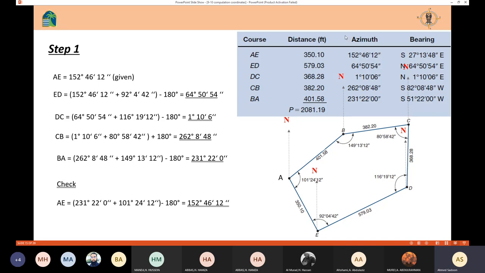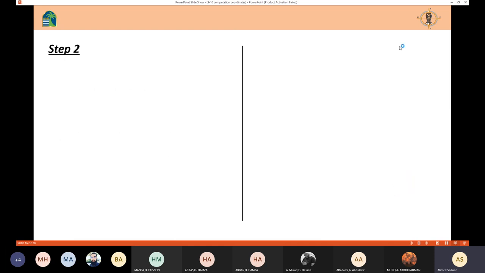Now I can organize my work. I'm gonna write all the lines, all the courses, AE, ED, DC, CB, and BA. Here is the distance between the points, and here we have the azimuth for these lines, and also we have the bearing for them. Of course, if we can express the azimuth of this line, we can express the same line by the bearing. We already learned how to do that.